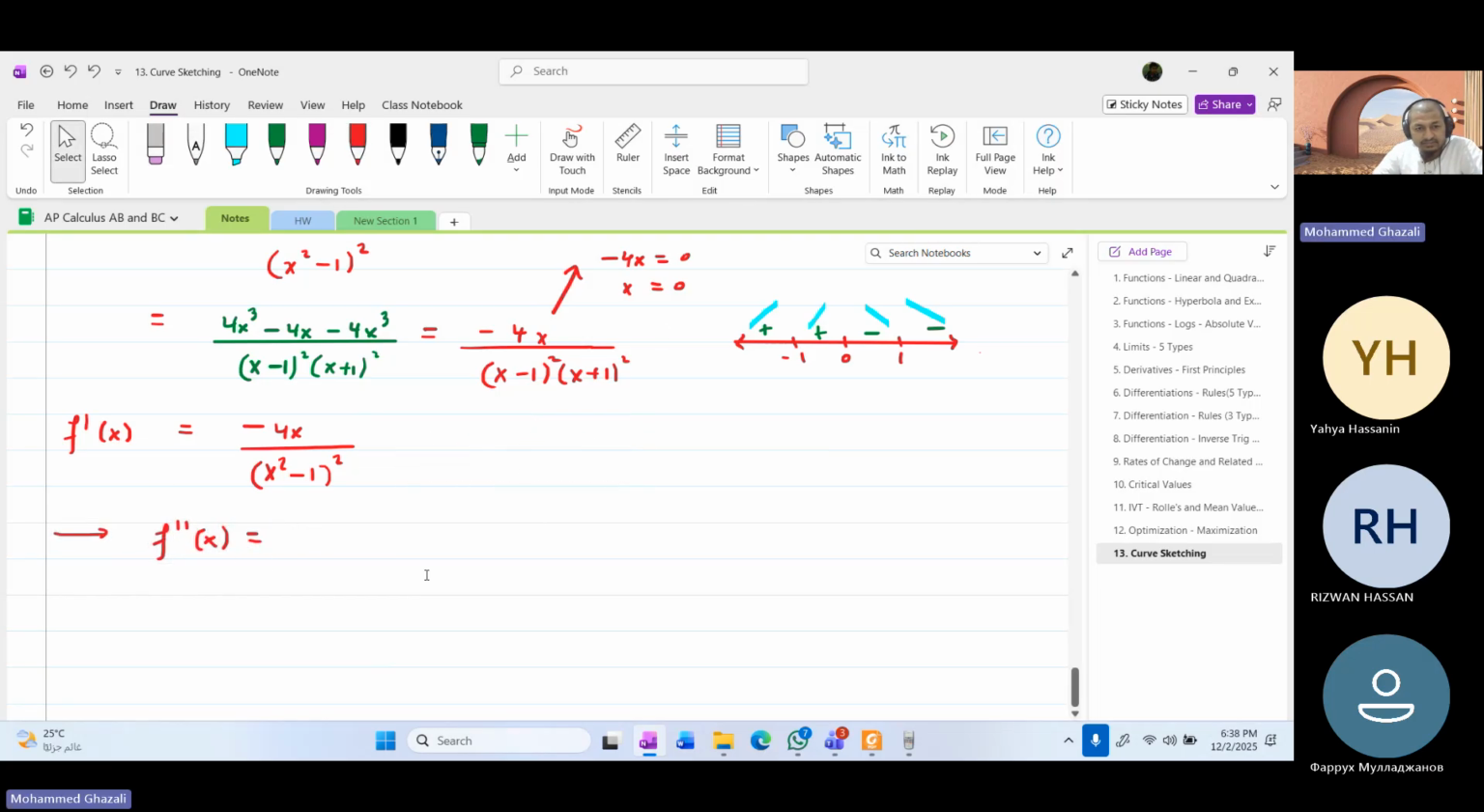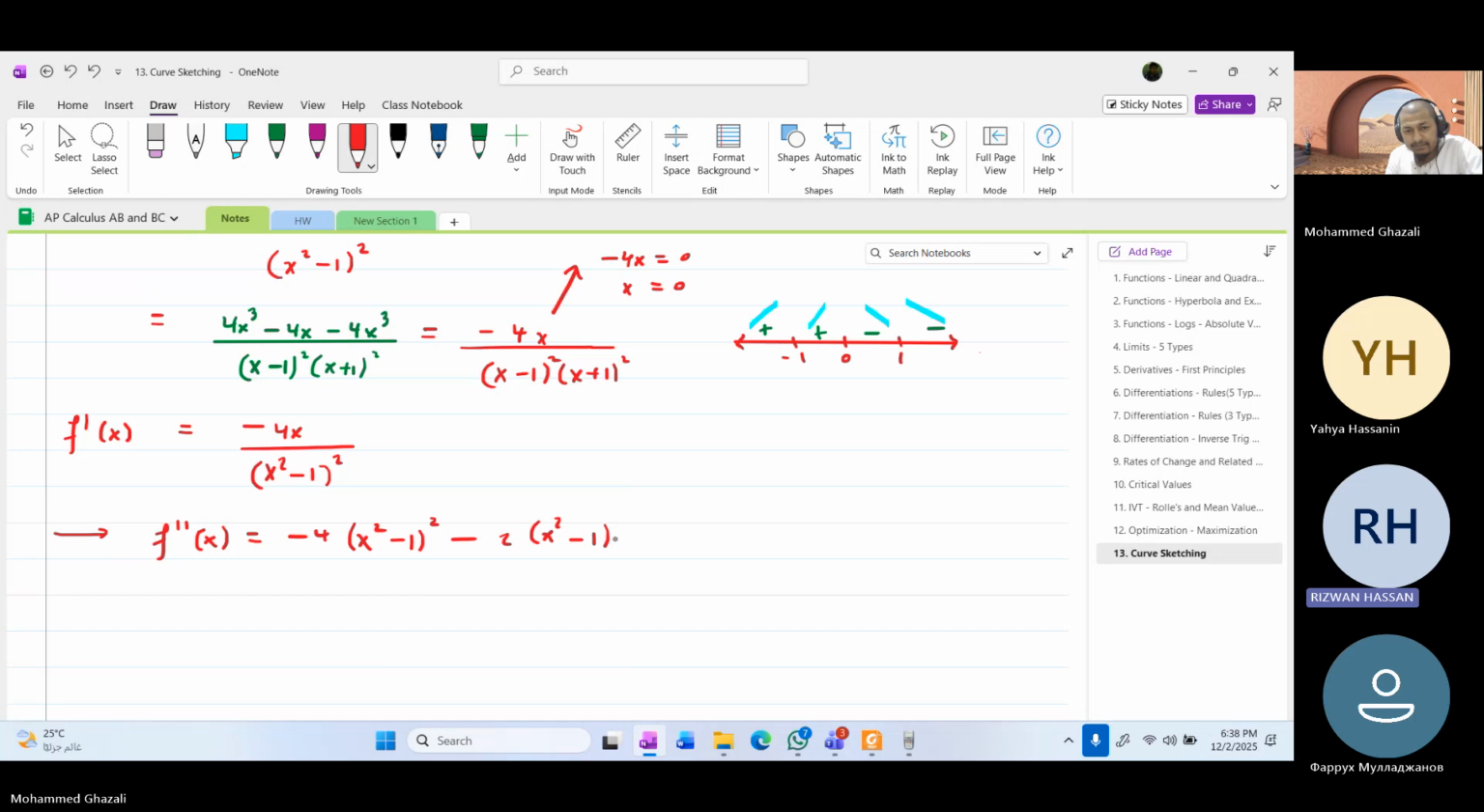Let's write it here. Differentiating negative 4x on top, you get negative 4. Leave the bottom, x squared minus 1 all squared. Subtract. Differentiating the bottom gives me 2x, but we need to apply the chain rule. So it's x squared minus 1 all squared, times the derivative of the inside, 2x, and then leave the minus 4x.